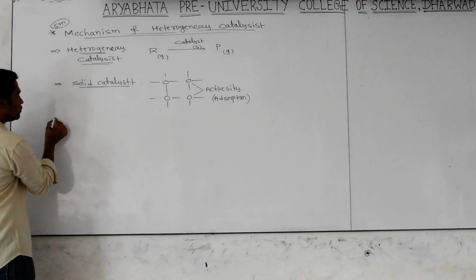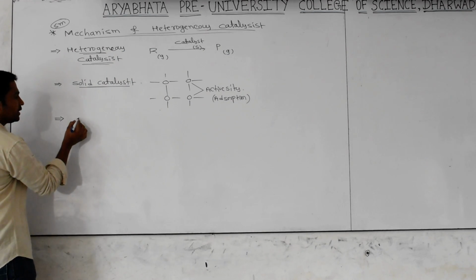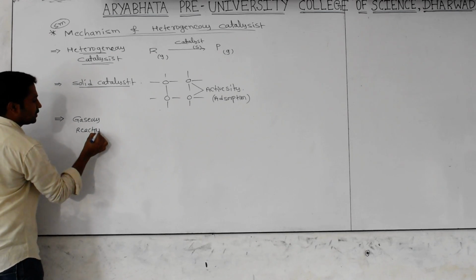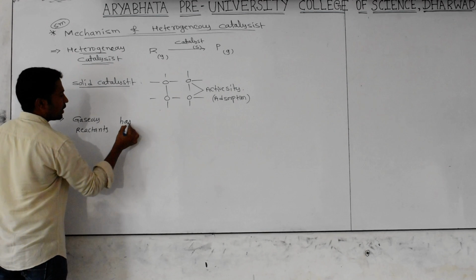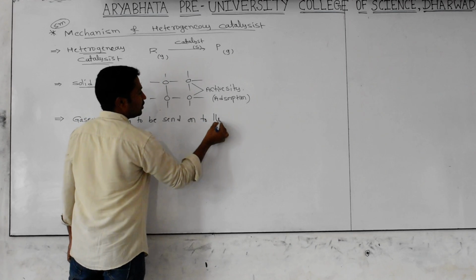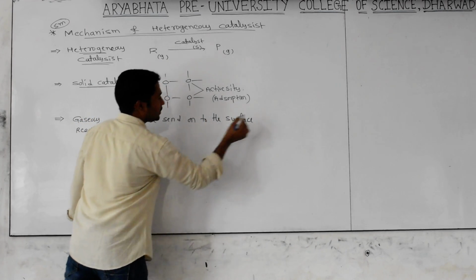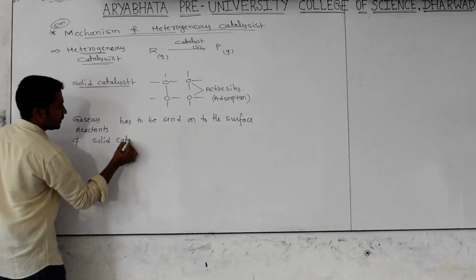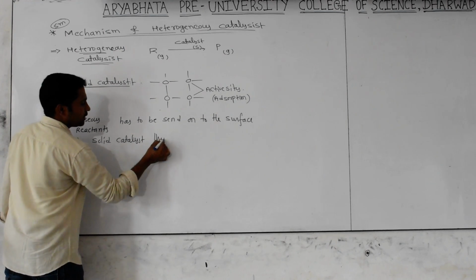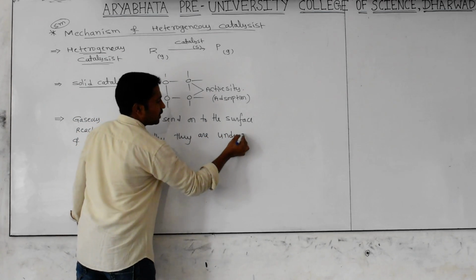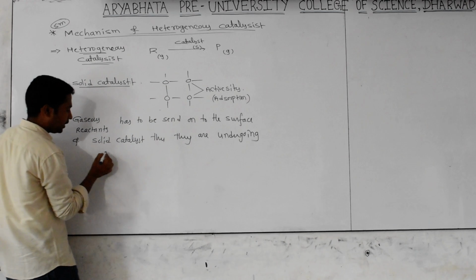Now, how to take a chemical reaction: first of all, gaseous reactants have to be sent onto the surface of a solid catalyst, and then they undergo adsorption.